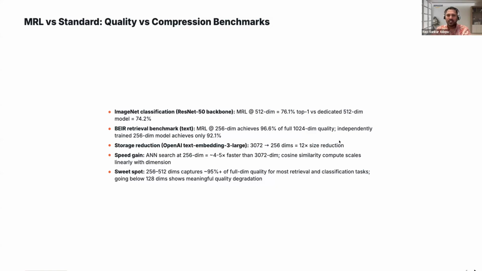And the savings are actually real. Going from 3000 to some 256 dimensions is like a 12x cut in the storage, and search gets several times faster since it scales with dimension. So the practical sweet spot people land on is around 256 to 512 dimensions, which captures the vast majority of the quality for most tasks. And anything below 125 is where you finally start to feel the loss.